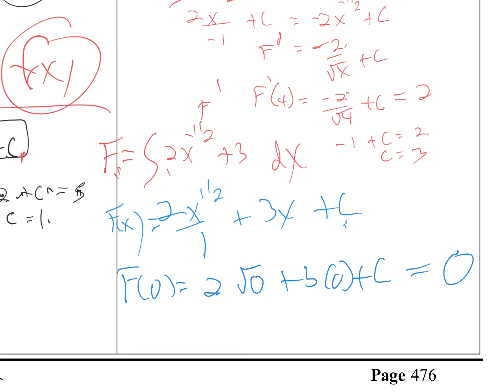So what's my constant for f? Wait, 0. My constant is 0. So my real f of x is 2 square roots of x plus 3x.